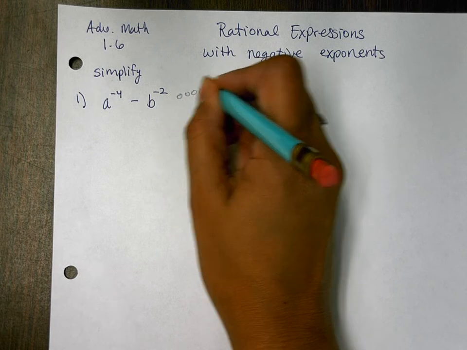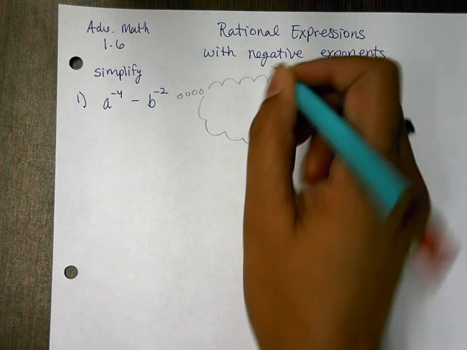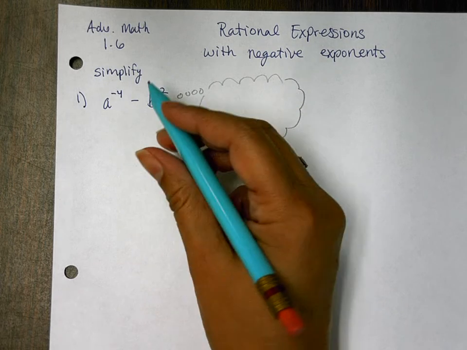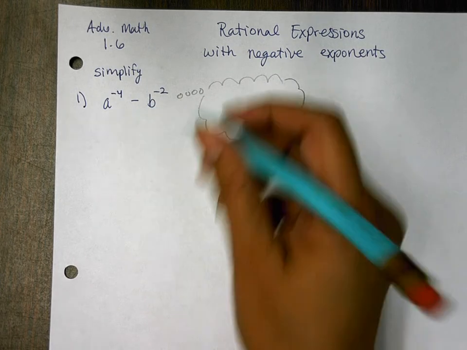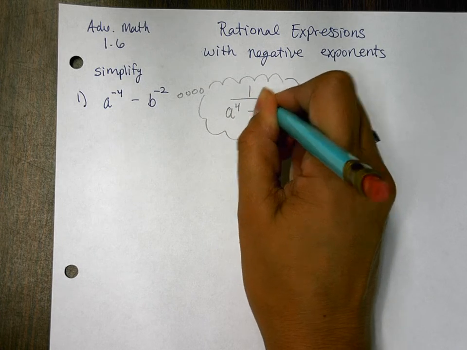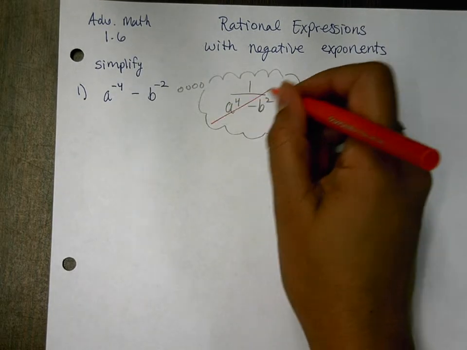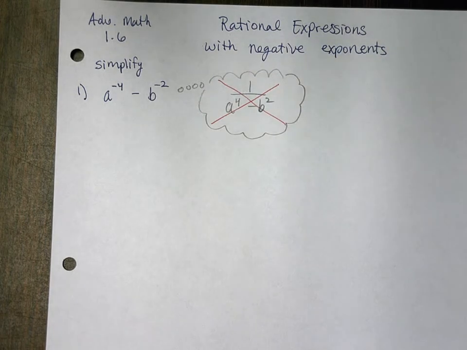So this here, what I'm about to show you, is a common mistake kids make. They'll say, oh, since negative exponents move to the denominator, they make one big fraction like this. And that is wrong. It's wrong. Please do not make that mistake.